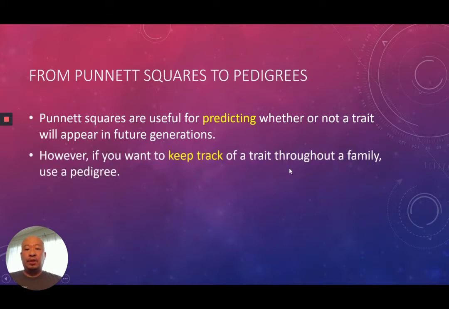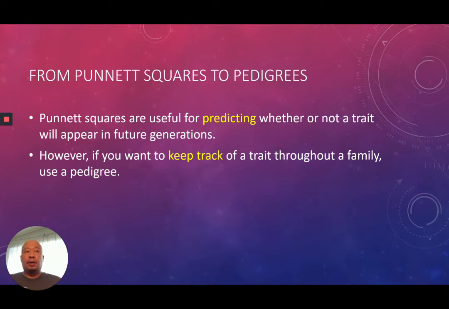If I want to just keep track of a trait, I don't necessarily want to know whether or not the next generation will have that trait, but if I just want to keep track of the trait and know where it's from and how it has been passed down, my family or my wife's family, then I would probably use something called a pedigree.